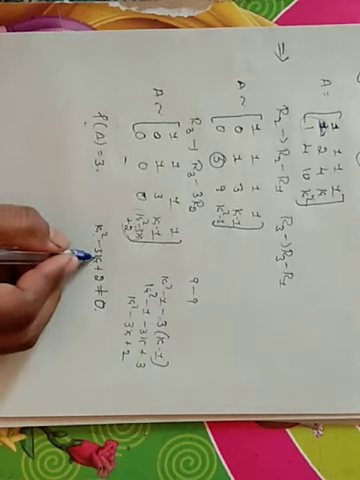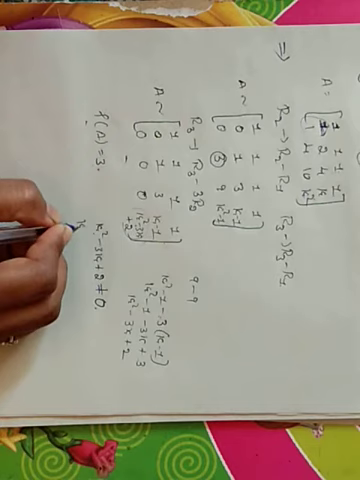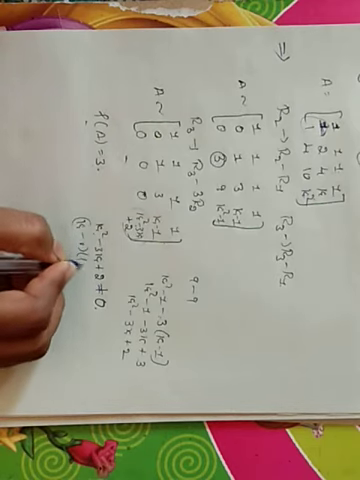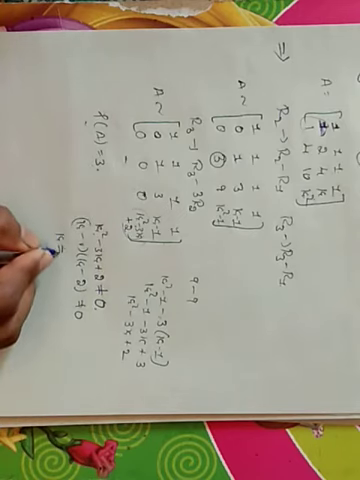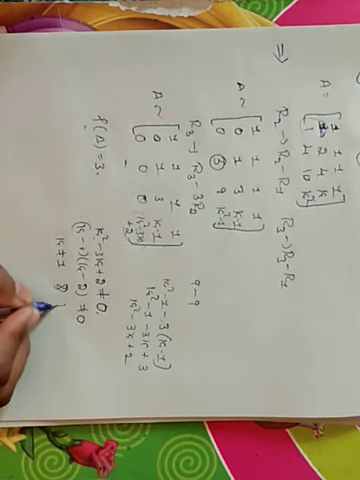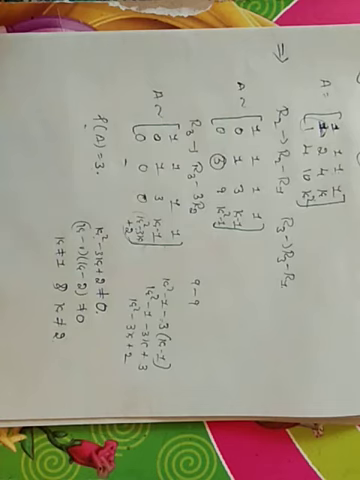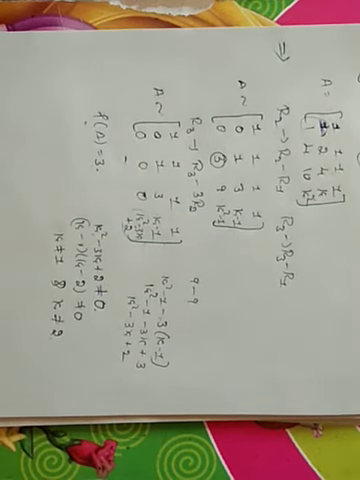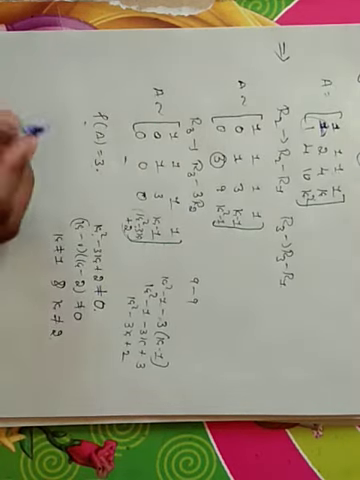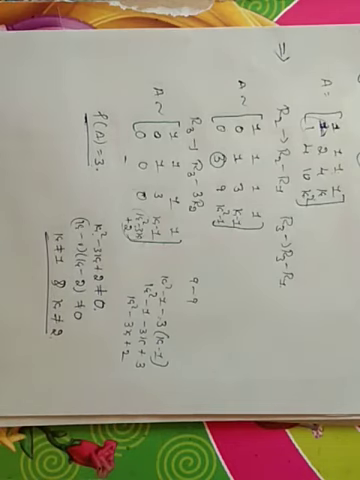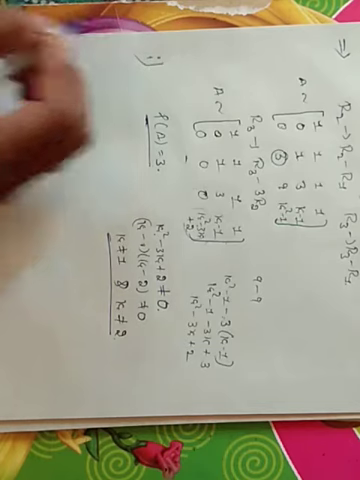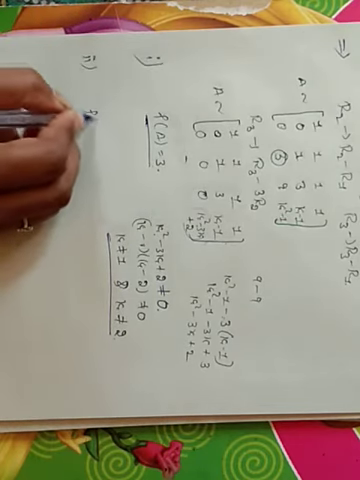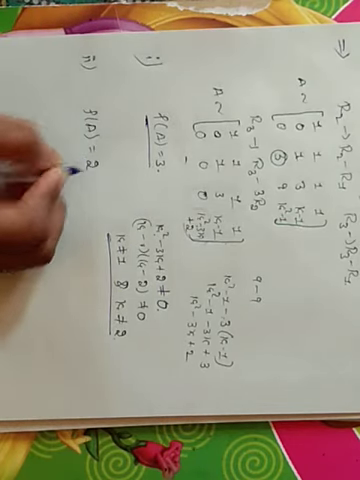And this k square minus 3k plus 2 can be written as k minus 1 into k minus 2, which is not equal to 0. Similarly, k is not equal to 1 and k is not equal to 2. So if the rank of A is 3, then k is not equal to 1 and k is not equal to 2. That is our first case. In the second case, rank of A equal to 2.